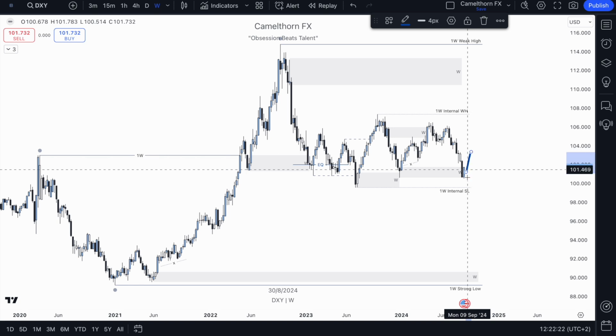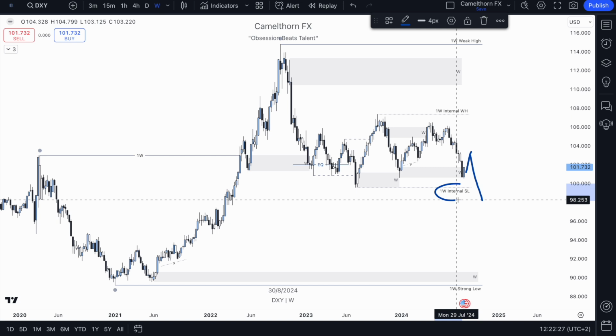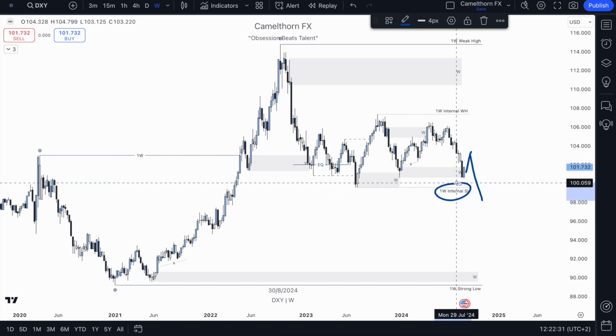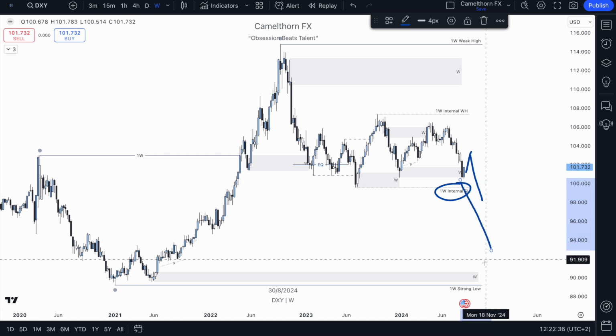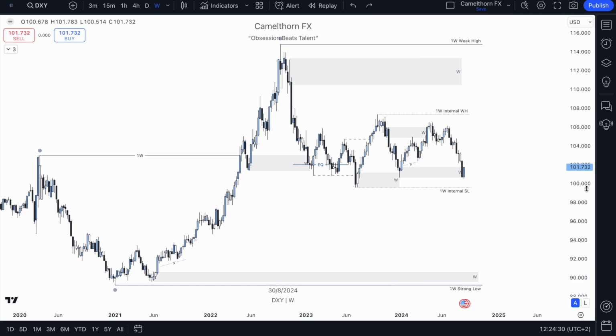However, if we only see a short-term bullish reaction here and a rollover of price, a violation of this weekly strong low would mean that our internal structure has shifted bearish once again, and that would now open the door for a deeper weekly pullback phase, potentially down towards this weekly demand zone, which sits at the extreme of our current bullish weekly range. Now, I do want to stress that this is my outlook for the DXY purely from a technical point of view, and I am not taking into account any of the major news events that are scheduled to take place this coming month.